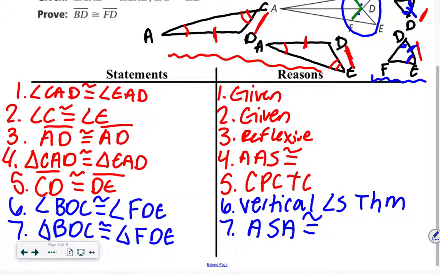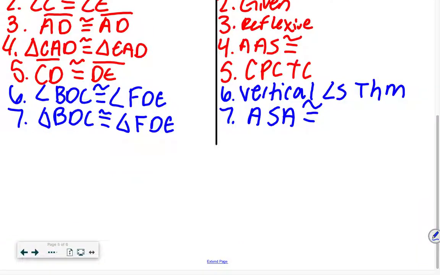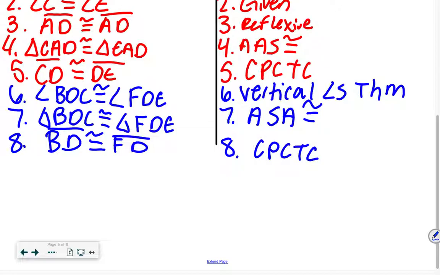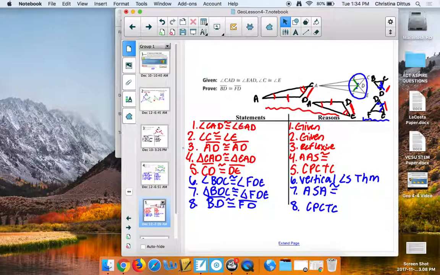If my triangles are congruent, can I now say that my sides are congruent? Yes. I can write my proof part: BD is congruent to FD. If I go from triangles to sides, what's that called? HL. Just kidding. The C thing. CPCTC. Okay. Questions? No, there's not.